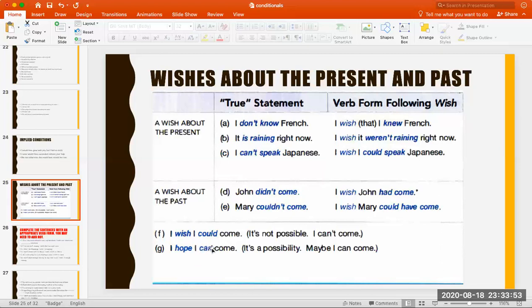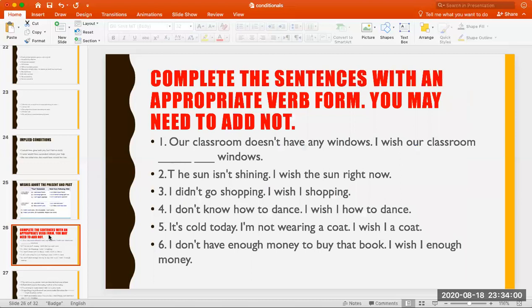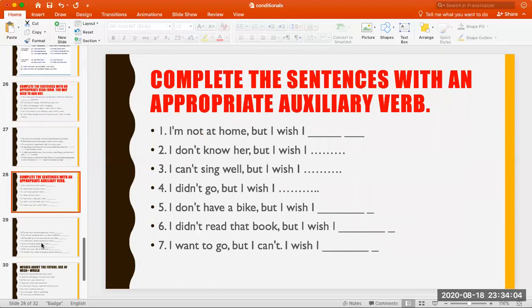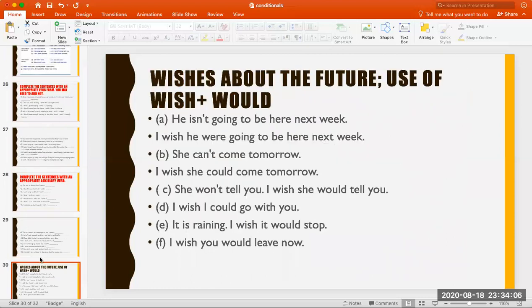I wish I could come. I can't come. I hope I can come. Maybe I'm going to make it. There's another exercise here. Another exercise here. You can do these exercises.